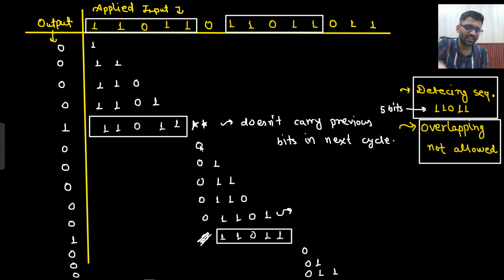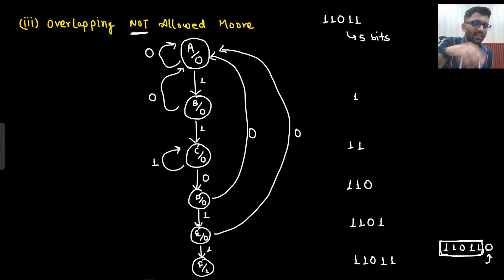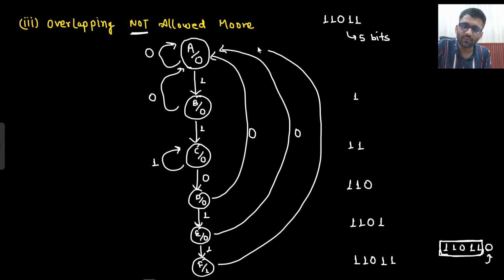If I am starting my new journey and I get 0 there, so I will match. If in any of the previous states am I getting 0? No. Then I will have to start again from A only. But if I get 1 in the next state, my applied input is 1. So will I start from A again? No, I will start from B. Mark my point, I am not overlapping here. This is not overlapping. These bits are gone.